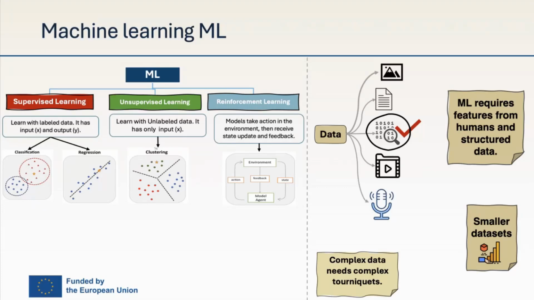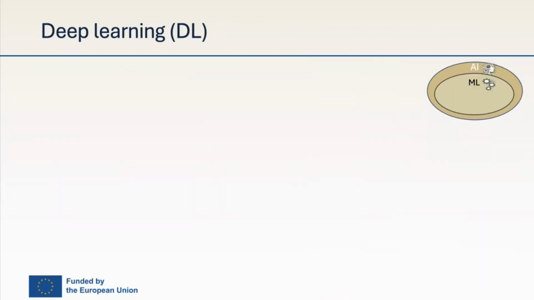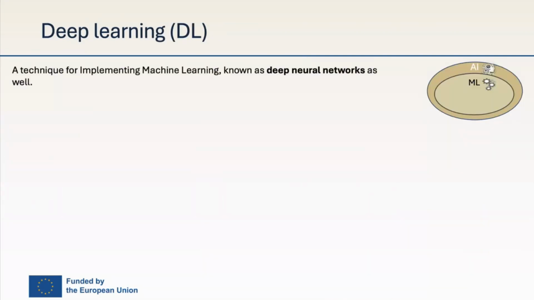And machine learning is also considered suitable to deal with a smaller data set. And finally, when we talk about complex data forms like images, audio, and video, we prefer to use a more complicated technique. Now let's look at another branch of artificial intelligence, or AI, which is deep learning.